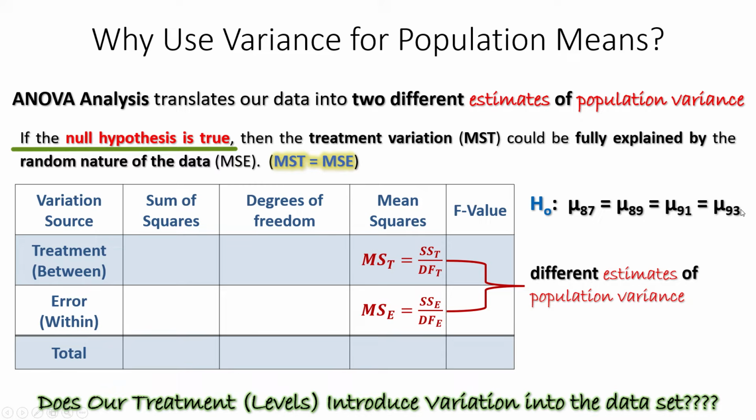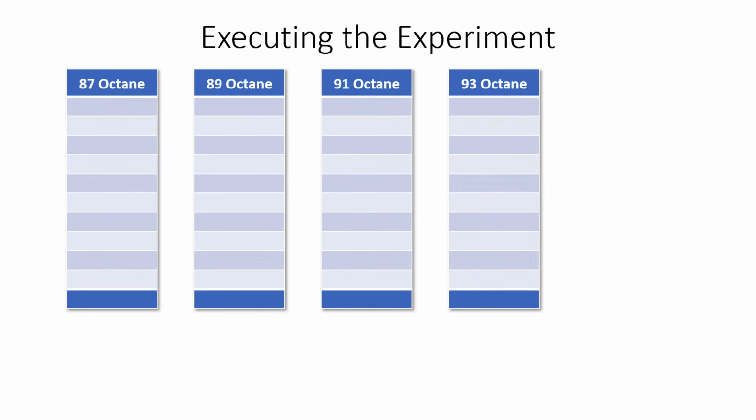If the null hypothesis is true, and you can see it here, this is the null hypothesis. If it is true that all of these mean values will be the same, then the mean square of the treatment, which you can see here, any variation between treatment groups could be fully explained by the random nature of the data. In essence, if the null hypothesis is true, these two values will be approximately equal. They're going to be different estimates. We're going to calculate them differently, but they're both going to come out to approximately the same value because our different treatment groups aren't introducing any variation into the data set. Now, I want to explain these calculations and help you understand how we make these calculations relative to the data that we collect. So I want to run an experiment.